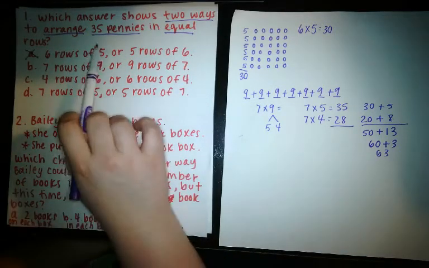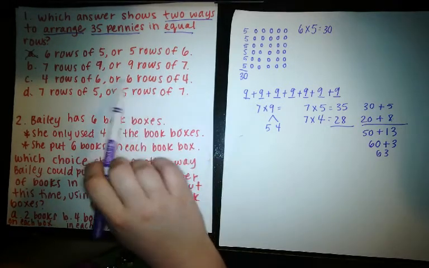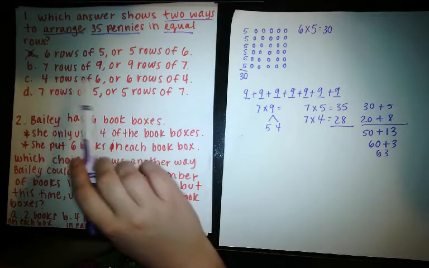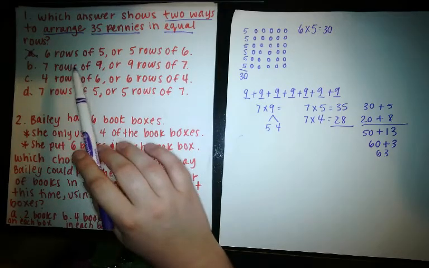We're looking for 35 pennies. It says, or 9 rows of 7. Well, 9 rows of 7 is just the opposite of 7 rows of 9, and we know that is not correct.